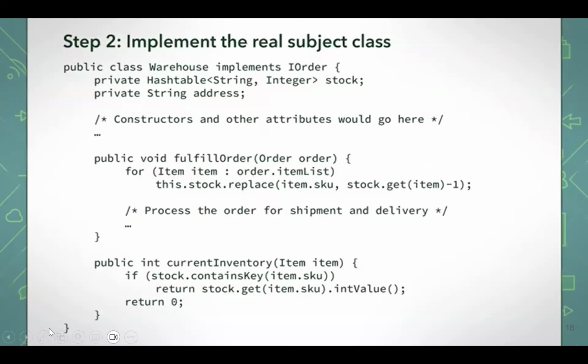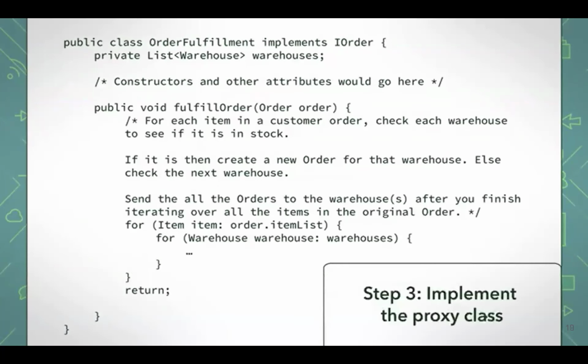So here you will have the stock items and available stocks, and when there is a fulfillment, you get the order item list and you get the relevant stock item. This is where the proxy class is a little complex. You have the fulfillOrder, which gets the order object, and here you can see two iterations. One is for item, another one is for warehouse.